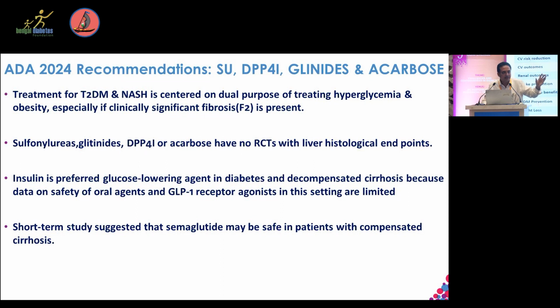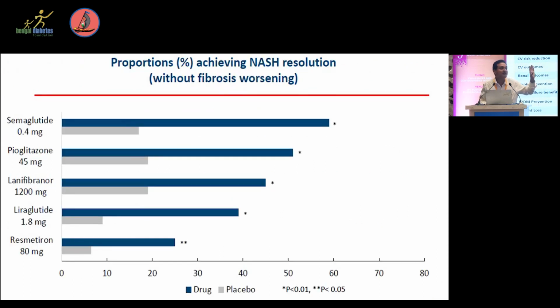So if you look at the American Liver Association guidelines, for vitamin E the evidence is mainly in non-diabetic patients, not in diabetes. Pioglitazone has benefit with regards to NASH resolution, fibrosis benefit, CV risk, and CV outcomes. But heart failure and fractures are important concerns as well.